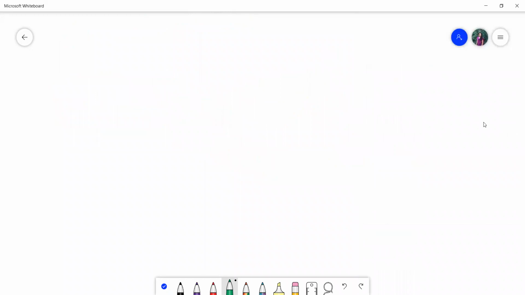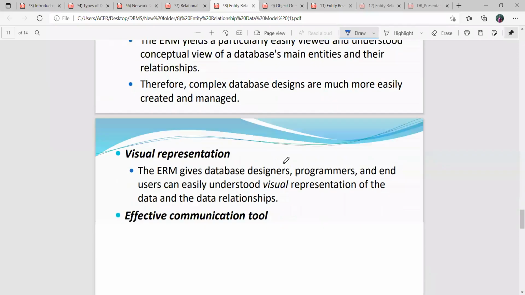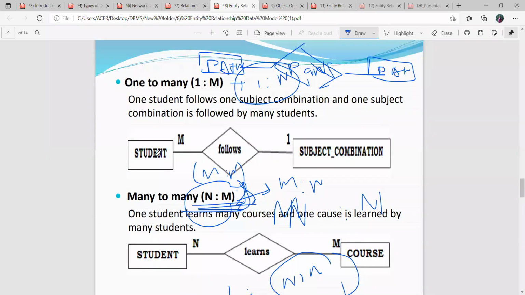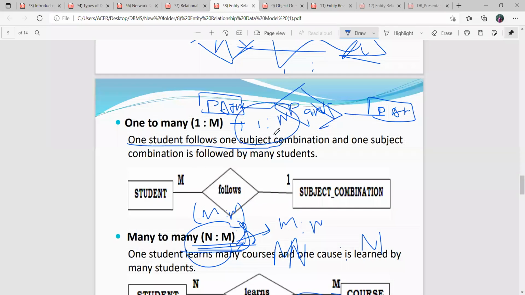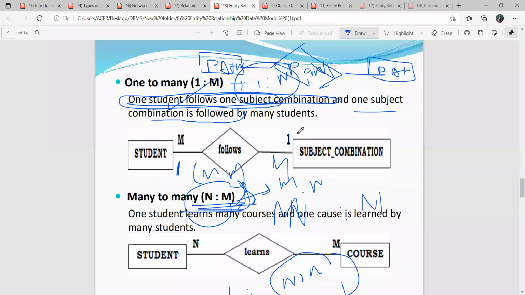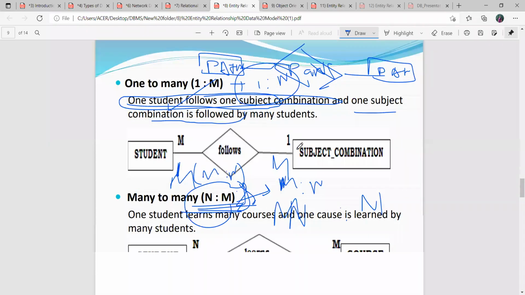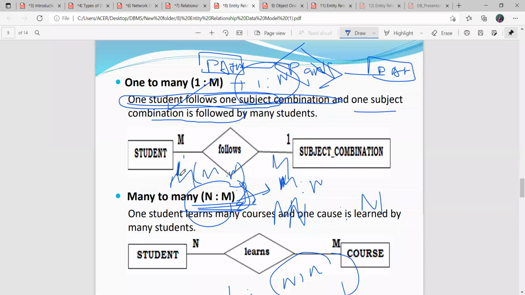Let's discuss some more examples in the entity relation ER diagram. In this case, one student follows one subject combination. They have taken it as one student follows one subject course, and one subject course combination is followed by many students. So we can put one student follows one subject, and one subject combination is followed by many students.